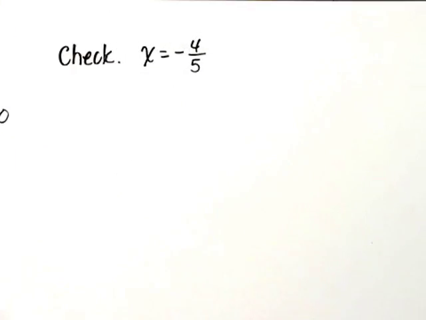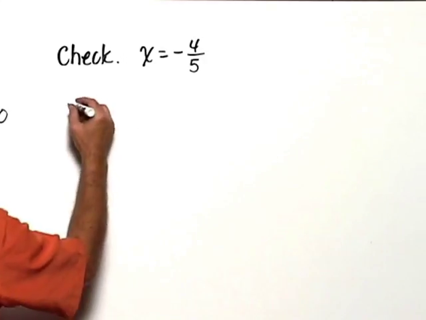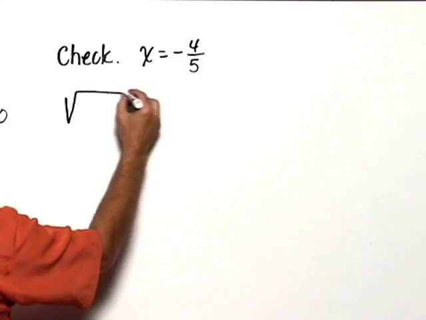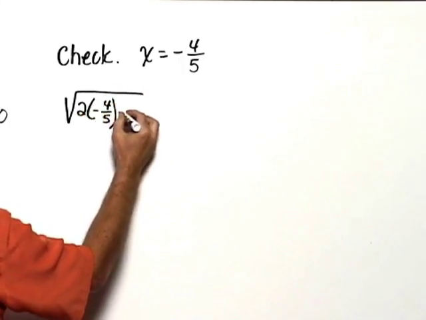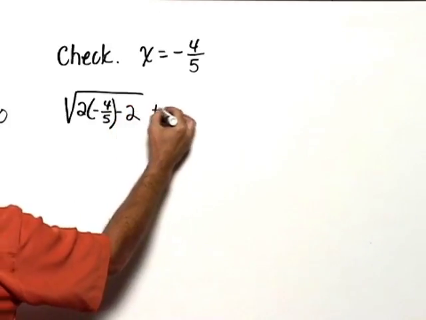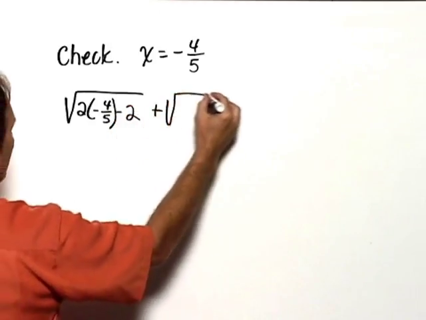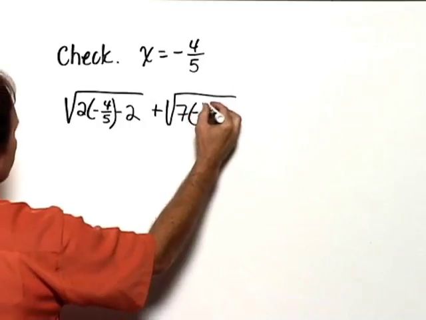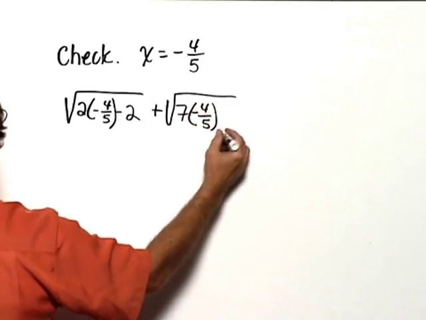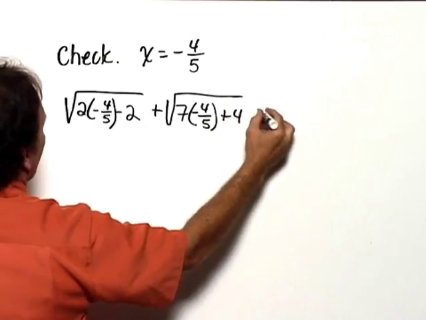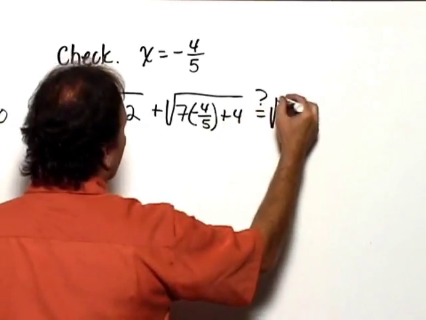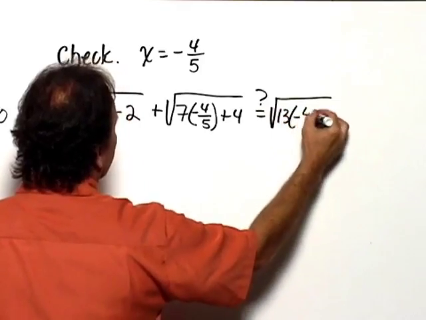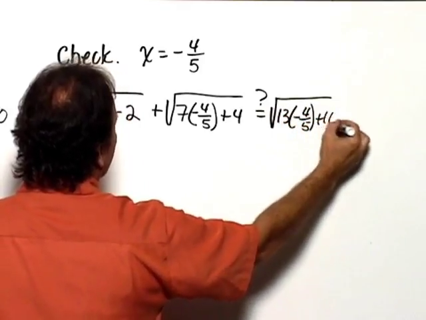So let's start by checking x equals negative 4/5. We substitute that into the equation. We have the square root of 2 times negative 4/5 minus 2 plus the square root of 7 times negative 4/5 plus 4. We want to know, does that equal the square root of 13 times negative 4/5 plus 10?